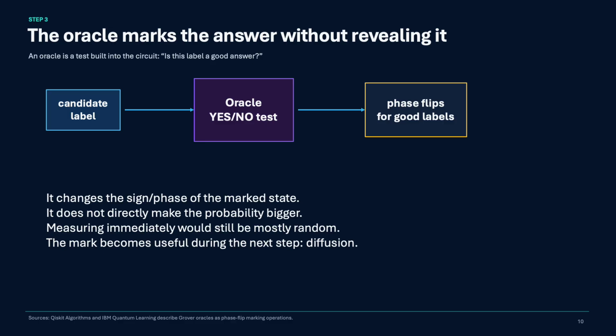That is essentially what the oracle does. For the correct state, it changes the phase, often represented as a sign flip of its amplitude. But here is the strange part. If we measured immediately after the oracle, the answer would not suddenly have a huge probability. The lantern keeper has marked the right lantern, but Maya still needs a way to turn that invisible mark into visible advantage. That is the job of diffusion.